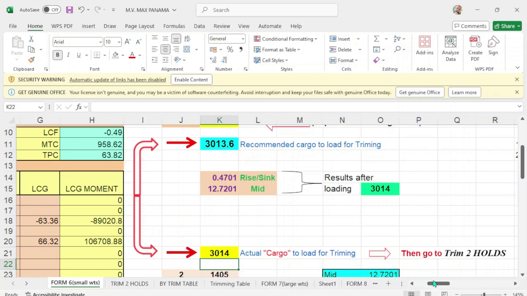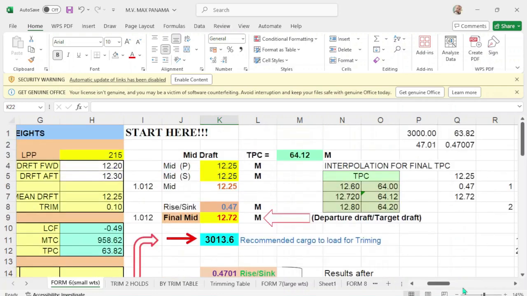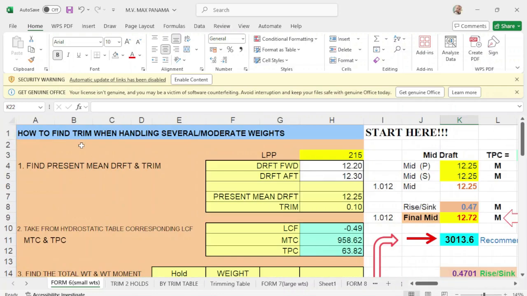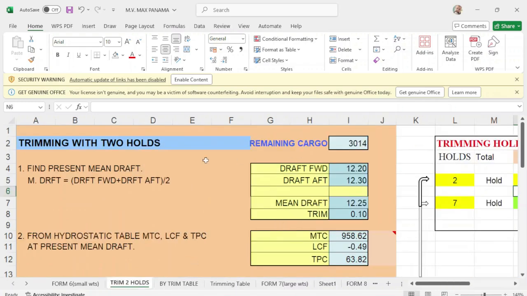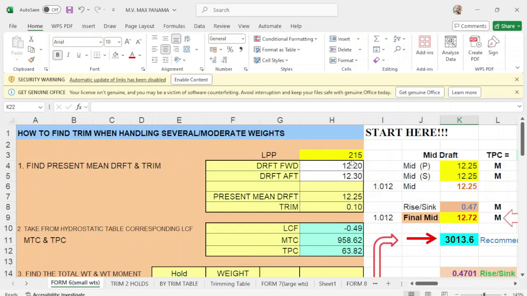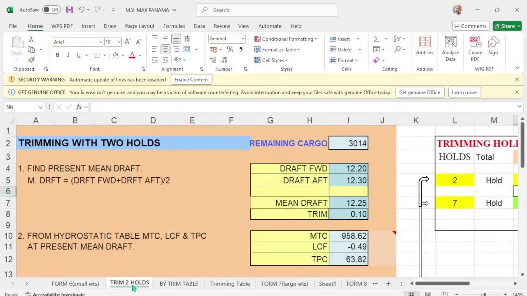Okay, because this is Form 6, which says how to find trim when handling several moderate weights. So we go to trim holes 2, trimming with 2 holes. And here, the remaining cargo to load is 3,014. Your initial drop is 12.20 and up drop is 12.30. You have a mean drop of 12.25. Trim is 10, which is the same as this one. Then we go back to trim holes 2.